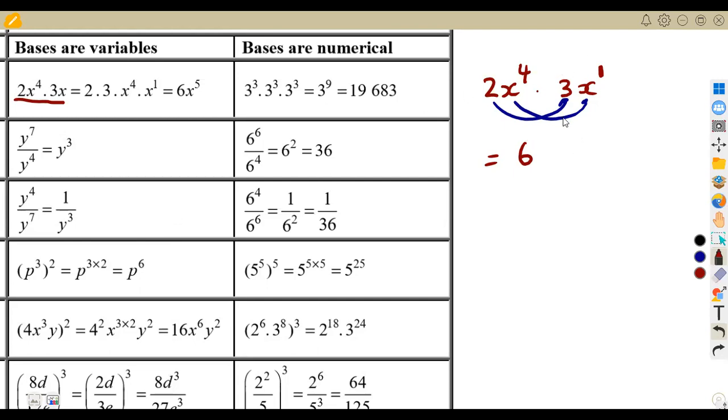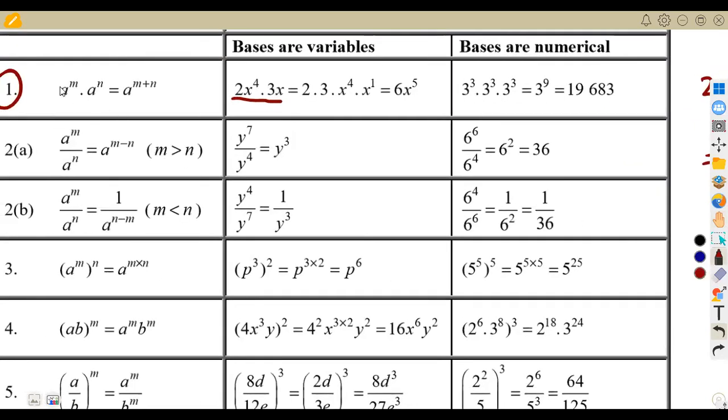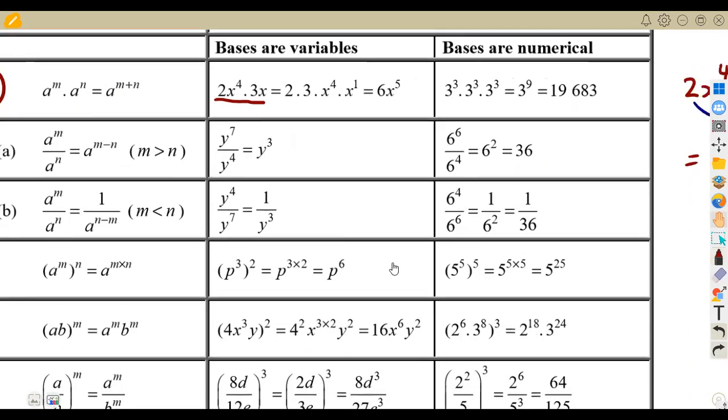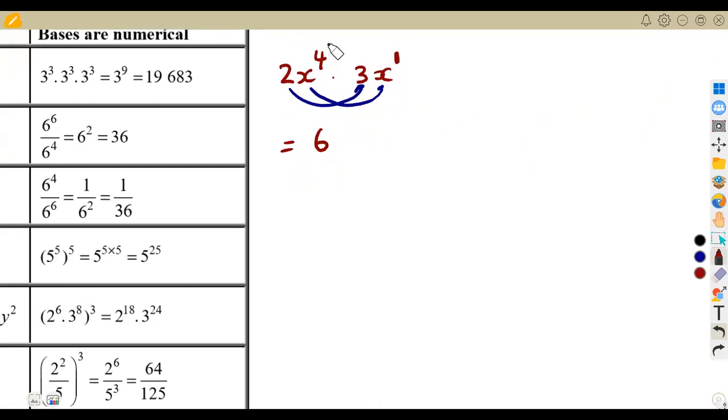So we are back to saying that whenever these two bases are the same, a, and we are multiplying, we are going to add the exponents that we have on these two. That is a to the exponent of m plus n. In this case, we add our exponents, which are 4 and 1, because these two are the same. We've got x, and we also have x here. So we add these two, 4 plus 1. We obtain 6x to the exponent of 4 plus 1, which is 5.